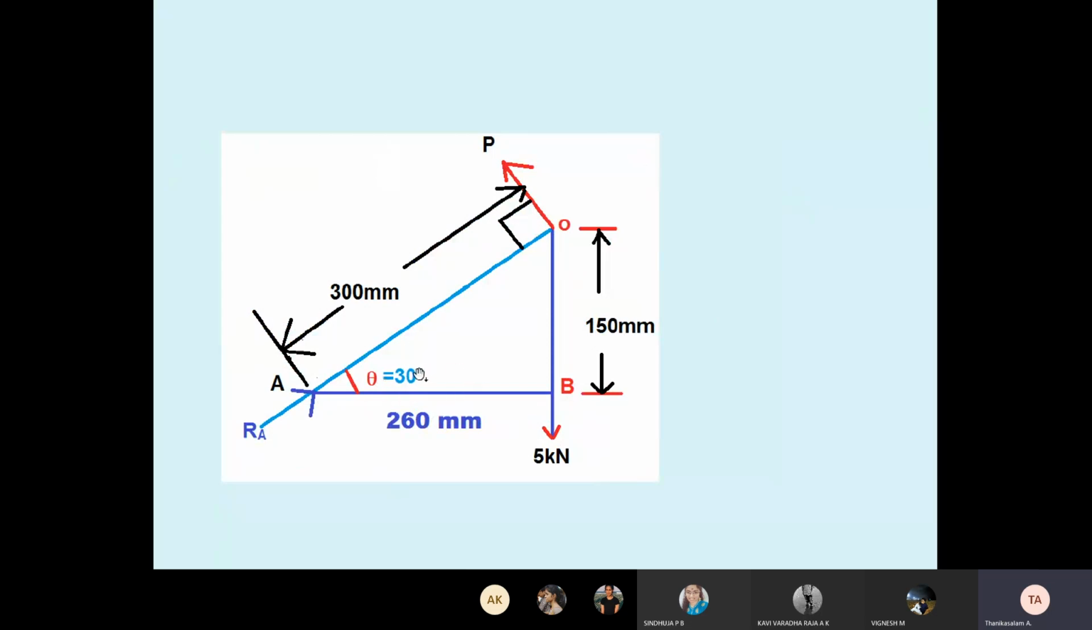Why are we calculating theta? Because RA is inclined. We want to solve the problem, no? So I marked theta 30 degree, and I calculated AB as 260 mm.